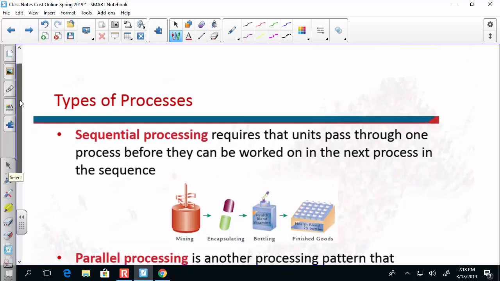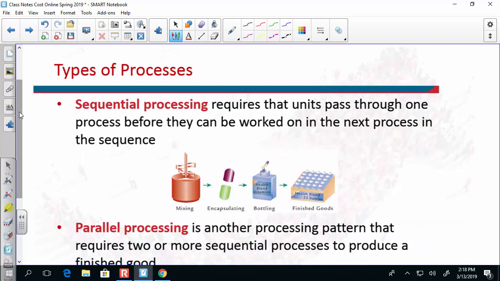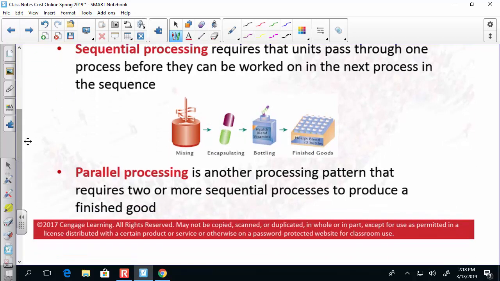The book does talk about sequential, and that basically means in a row, right? First department, second in a row. Parallel processing, just know a definition here. We're not going to actually do a parallel process type of costing system where two are working on separate items and then merge into one.